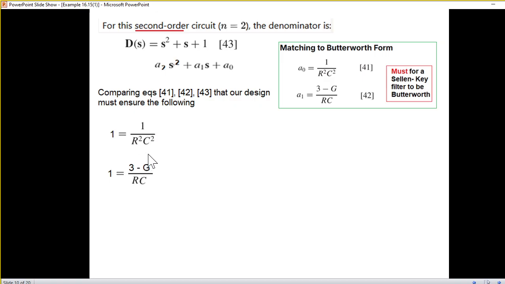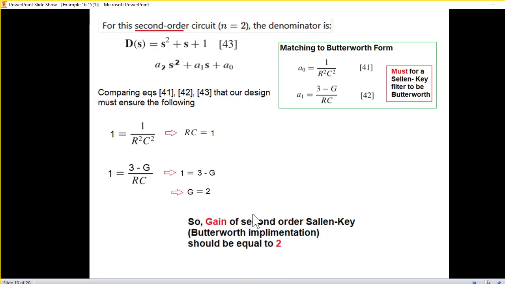So this is the Sallen-Key implementation. Now we have plugged in the values of A0 and A1. That means from here, RC should be equal to 1. And from here, 1 minus 3 over G, RC is equal to 1. And that means G has to be 2. Now, this is very important. Keep in mind, the gain of the second order Sallen-Key or the Butterworth implementation should be equal to 2.